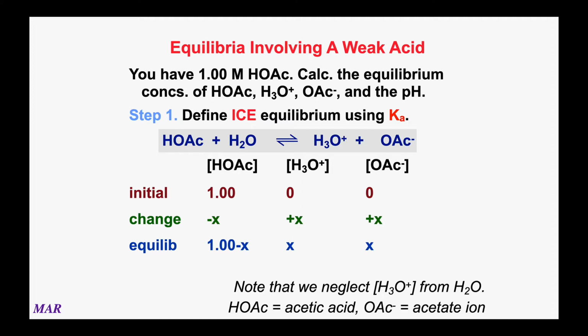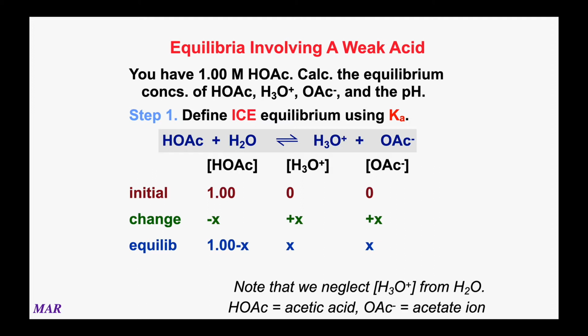Special note there at the bottom, water itself has a little bit of hydronium and a little bit of hydroxide. However, at normal conditions, it's only 10 to the minus 7, which is much, much, much smaller than 1.00. And in these kinds of conditions, the acid's hydronium will also swamp it. So the amount of hydronium or hydroxide from water is negligible. We don't worry about it.